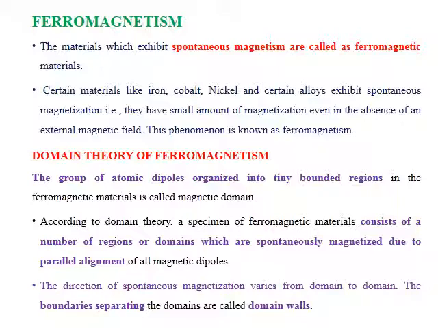To understand how this spontaneous magnetization is retained in the material, it can be explained on the basis of domain theory. So let us introduce the domain. A domain is a group of atomic dipoles organized into tiny bounded regions in a ferromagnetic material. According to domain theory, a specimen of ferromagnetic material consists of a number of regions or domains which are spontaneously magnetized due to the parallel alignment of dipoles. The direction of spontaneous magnetization varies from domain to domain, and the boundary separating the domains is called the domain wall.